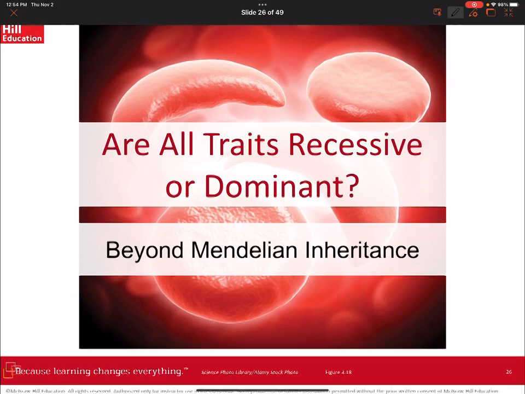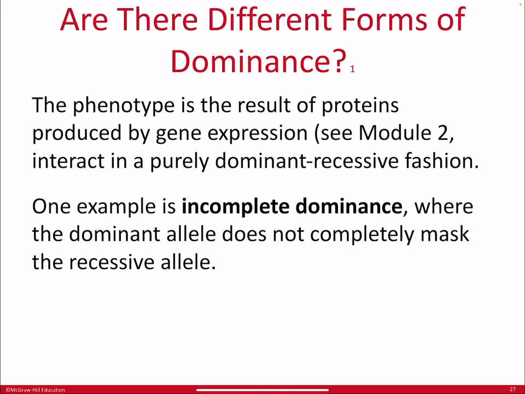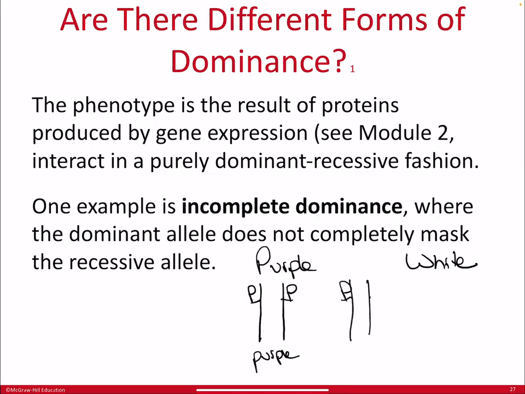Are all traits recessive or dominant? Well, the phenotype is the result of the proteins produced by the gene, right? So when we talk about the genetics of something, let's talk about Mendel's pea plants. And so Mendel, you could either have purple flowers or white flowers. And somewhere on that pea plant, you had chromosomes. And if you had big P, big P, you were purple. If you had a big P, little p, you were also purple. And if you had little p, little p, your flower colors were white.